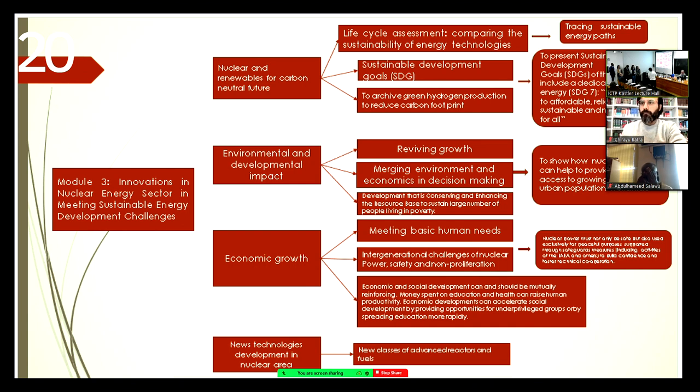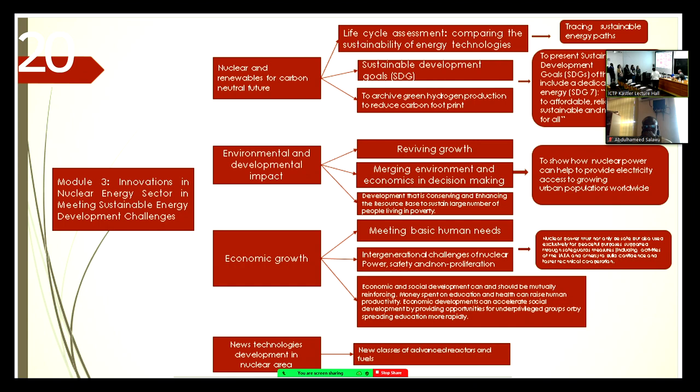The outcome of topic one will be tracing a sustainable energy path, and the other is to present sustainable development goals, including a dedicated goal on energy to ensure affordable, reliable, and sustainable energy for all. And the other one is to show how nuclear power can provide electricity accessible to the growing urban population. This is to meet basic human needs.